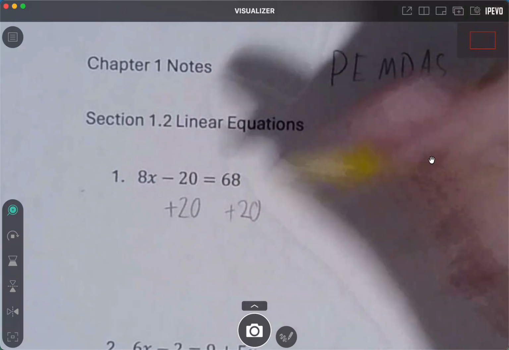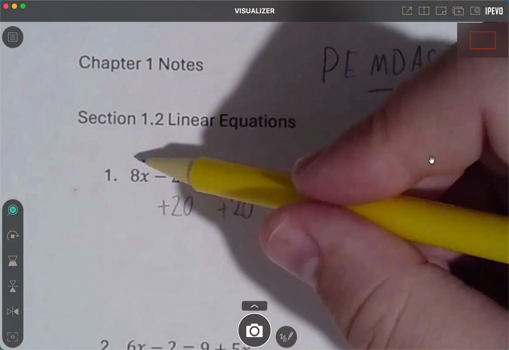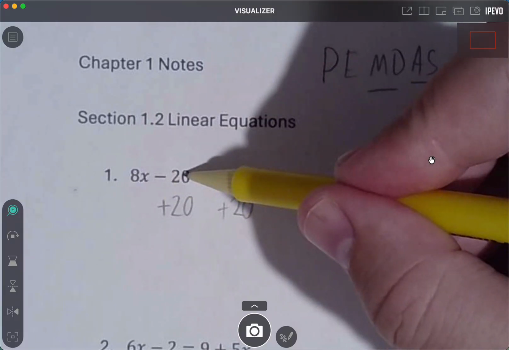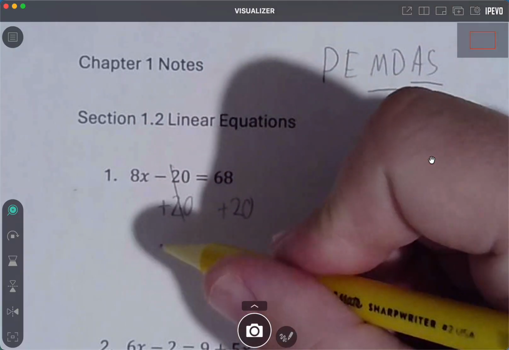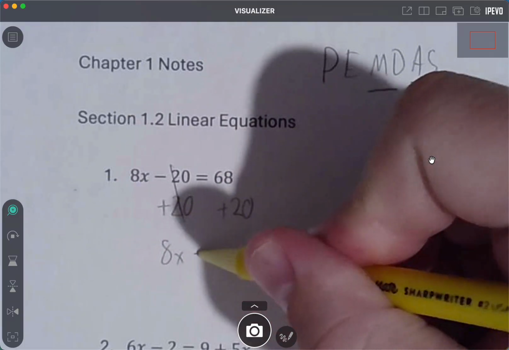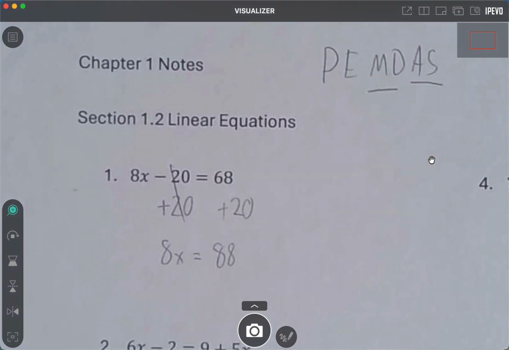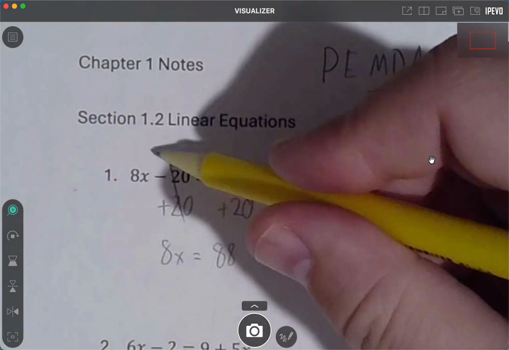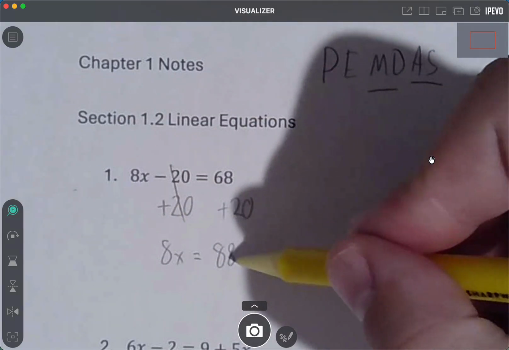Now also, if it's been a while, hopefully that sounds familiar. Whatever you do to the left-hand side, you do to the right. So if my left-hand side has an x and this other term that's subtracting from it, then I'm going to add it to cancel it so that I don't see it on the left anymore. And I'll write my result on the right-hand side. Okay, so I added 20 to both sides. It got rid of the negative 20 on the left. It produced 88 on the right.